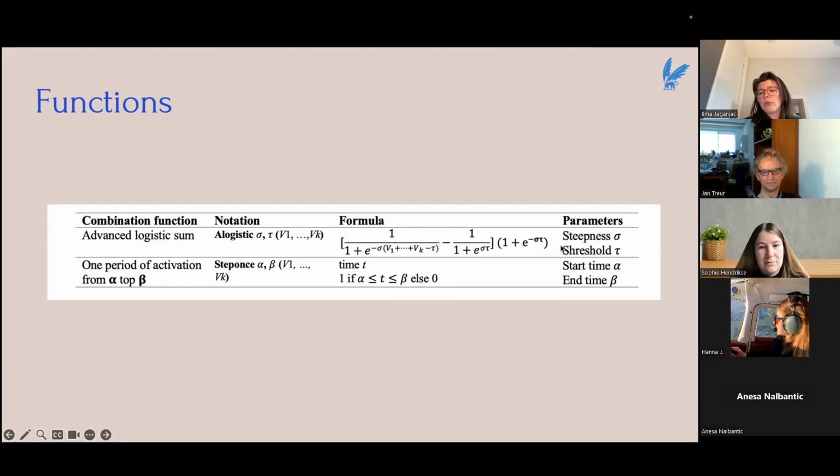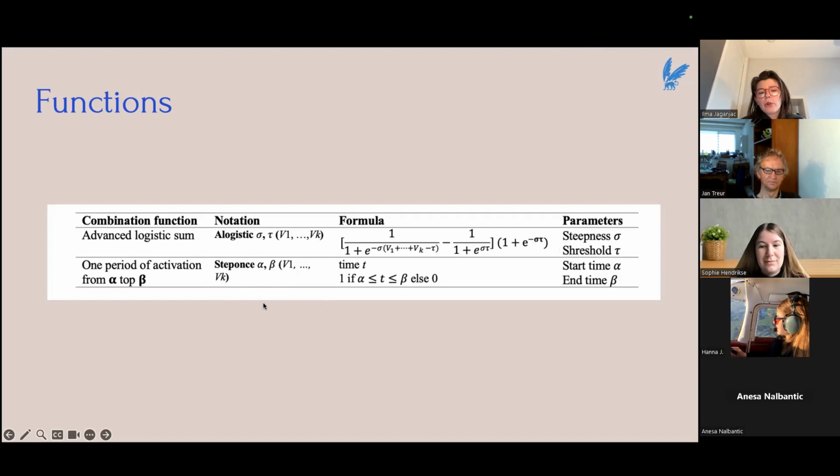Moreover, we have the threshold, which decides where the turning point is, from a not steep line to a steeper line. Think about, for example, experiencing pain. When you have a high pain threshold, it will be more difficult to feel the pain, so the line will first be not steep and then turn steep. While if you have a low pain threshold, you'll feel the pain very quickly. So that's the advanced logistic sum, but I also use the step 1 function.